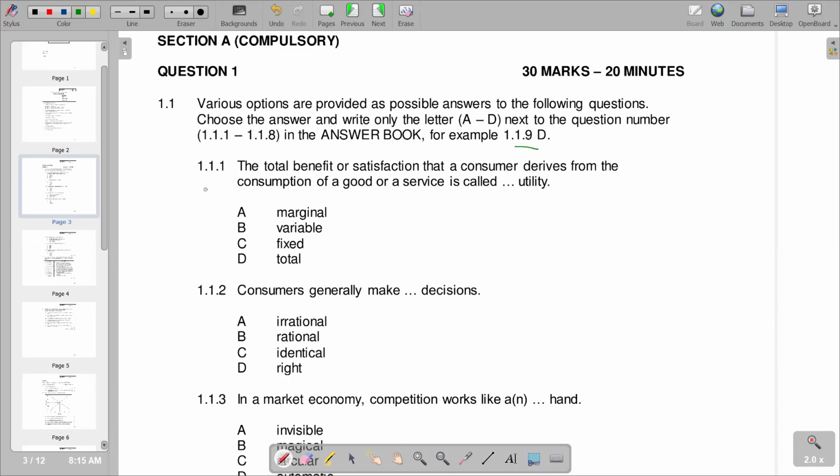For example, you're given an example: the satisfaction that a consumer derives from the consumption of a good or a service is called a dash utility. Remember, they are saying total benefit. So obviously, it's going to be our total utility.